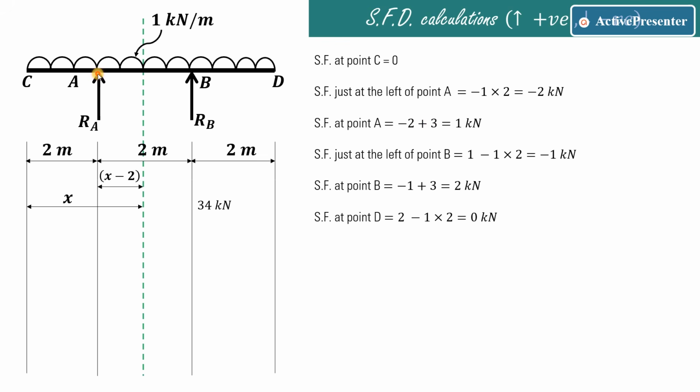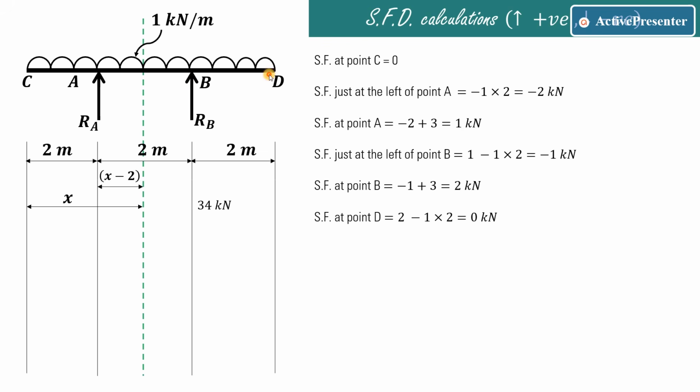So now we have reached up to point A. Now we have to go to the left of point B. Just at the left of point B, without considering this Rb, it is 1 into 2, the uniformly distributed load between A and B, acting in the downward direction. So to this 1 we add minus 1 into 2, that is minus 1 kilonewton. Now exactly at point B, we have to take into consideration the reaction Rb acting in the upward direction. So it is minus 1 plus 3 because Rb is 3 kilonewton. So it is 3 minus 1, that is 2 kilonewton. So now we have reached up to point B.